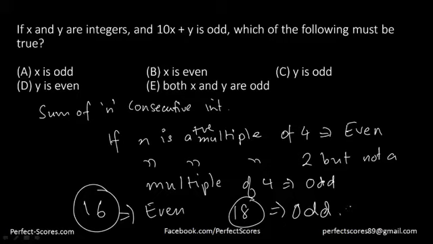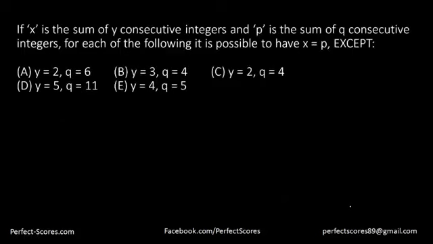Right? So suppose you're understanding this, because things don't get evened out when I talk about 2 consecutive integers or 6 consecutive integers. It gets evened out in 4 and 8 and 12. So that's pretty much the standard behind it. Right. So let's do some questions on this. Now it says that if x is the sum of y consecutive integers and p is the sum of q consecutive integers.